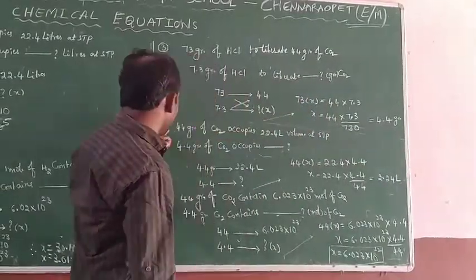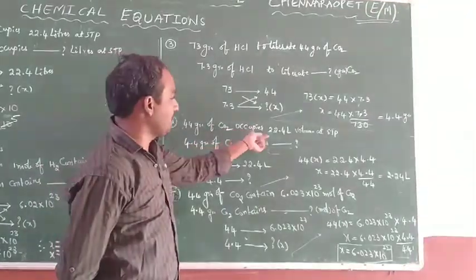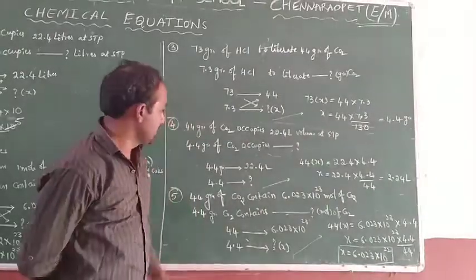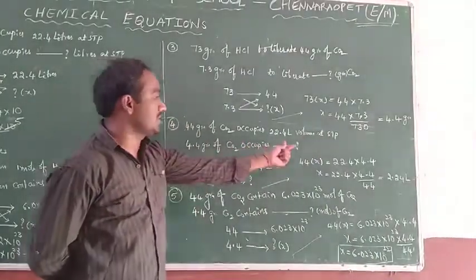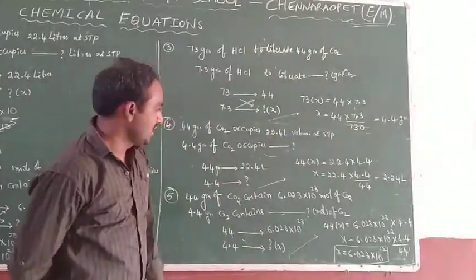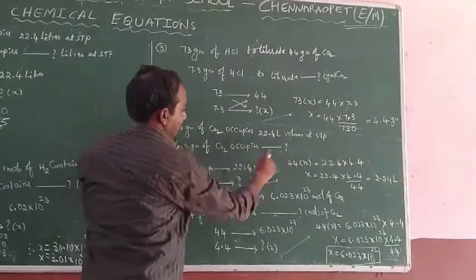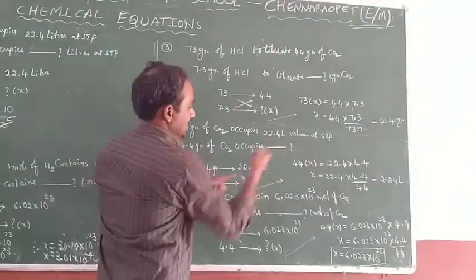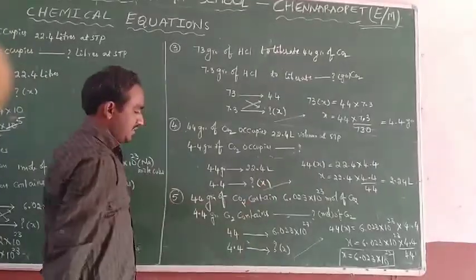And the next problem, the fourth one. 44 grams of carbon dioxide occupies 22.4 liters at STP. Then 4.4 grams of carbon dioxide occupies how many liters at STP? See here, 44 is related to 22.4 liters. Then for 4.4 grams, how many liters are we finding? There is no given value, so we are assuming x.